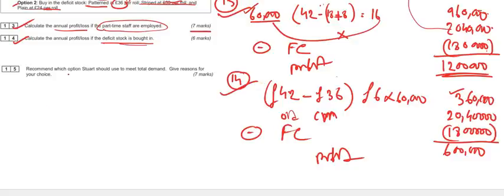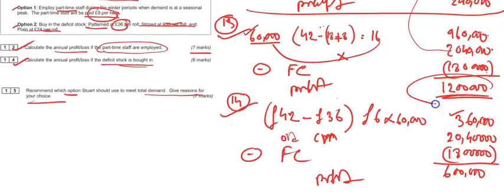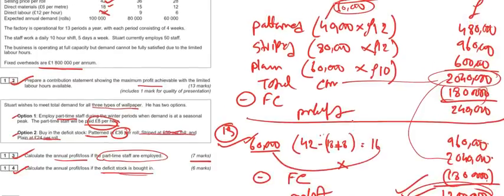Last question is: recommend which option should meet the demand, give reasons, your choice. Okay, look, according to me, if we employ part-time employees, fantastic, better, much more profit, double that of buying from the other. So I hope the theory question you can do.